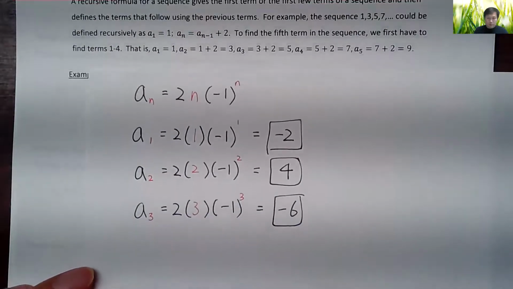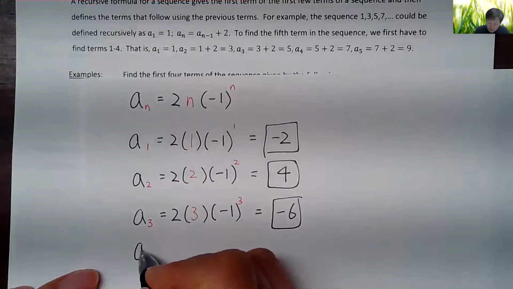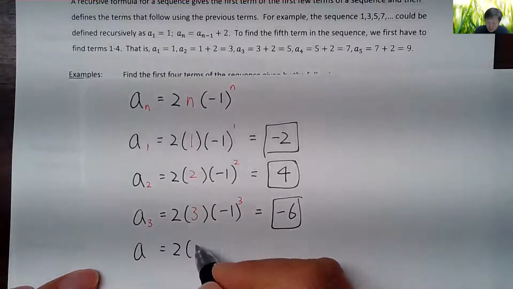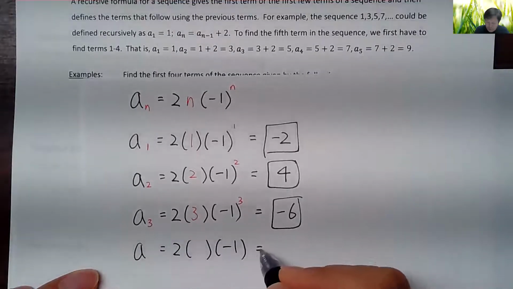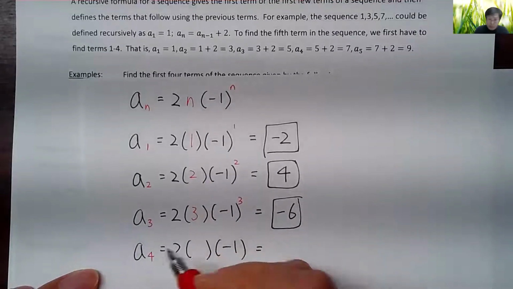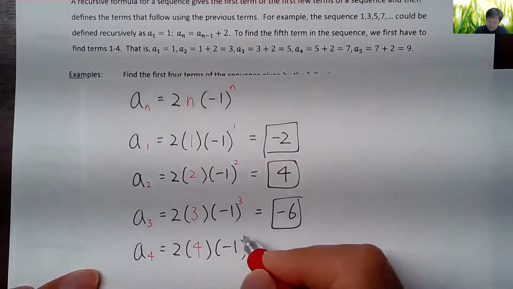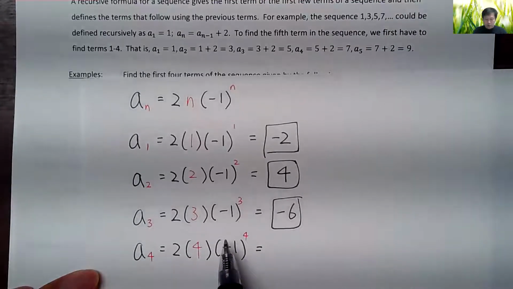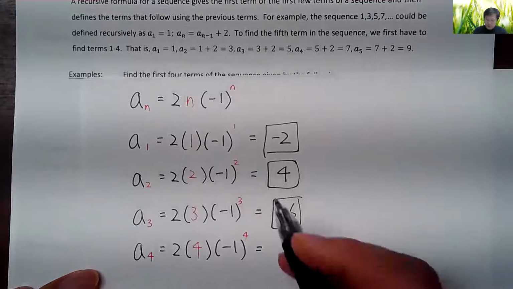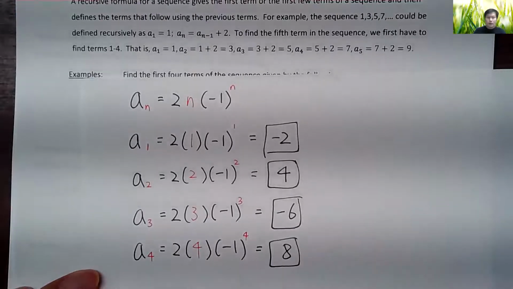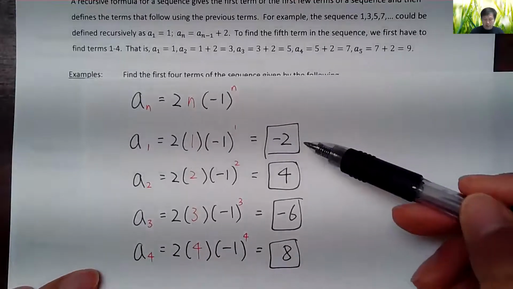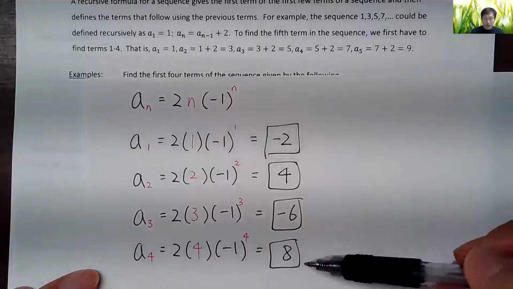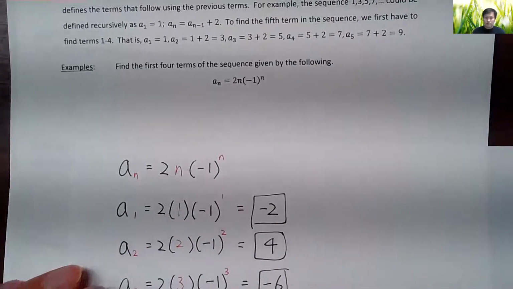One more term. For the fourth term, so it should be a sub 4. You plug in 4 for the value of n. Minus 1 in parentheses to the fourth power will give you 1 times 2 times 4 is going to be 8. So here are the answers. Minus 2, 4, minus 6, 8 are your answers.